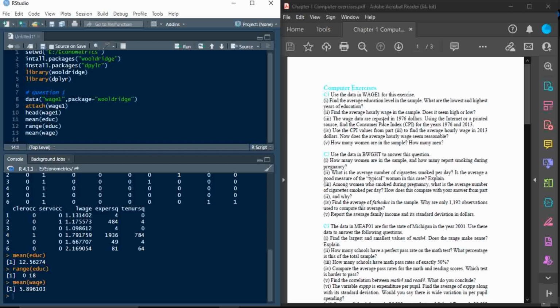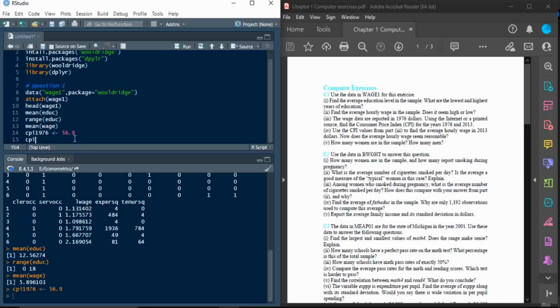Okay, now look at the third question. The wage data is reported in 1976 dollars. Using the internet, find the consumer price index for the years 1976 and 2013. So the consumer price index for the year 1976 was, using the assignment operator now, 56.9. I have given the link to the website from where I have taken these values. So you can verify these values from there. Press Ctrl plus Enter, and then CPI 2013 is 233. Press Ctrl plus Enter.